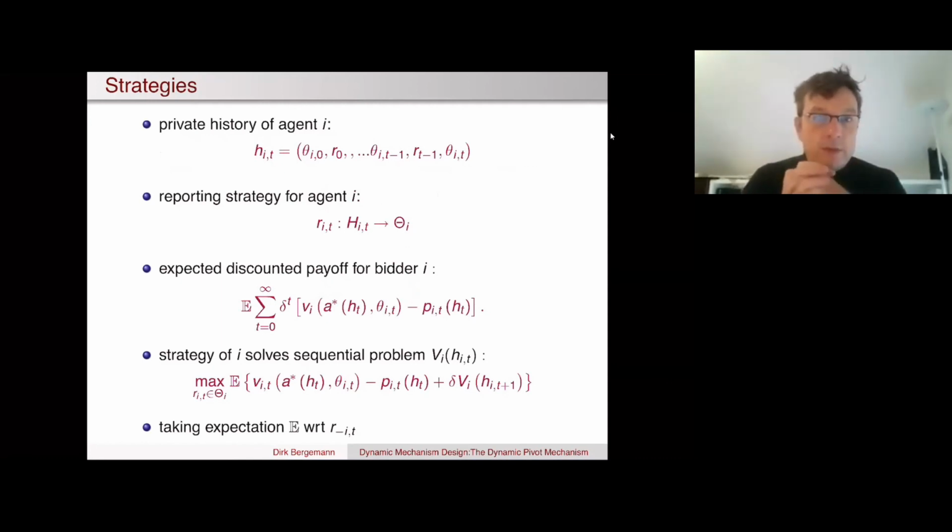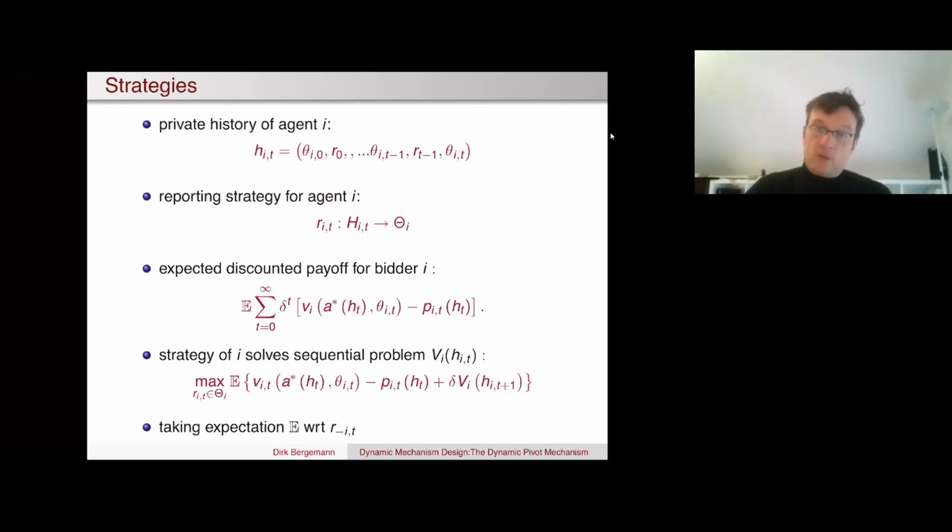We need to be a little bit careful when we define what are strategies and what are histories, because there is, on the one hand side, the private history of agent i, who observes all the signals that he observes, all of his private information in the past and in the present, and then, of course, all of the publicly available reports. Okay. And a reporting strategy for agent i is simply going to be a mapping from that private history into the states of the world. Okay. He evaluates the payoff as an expected discounted utility maximizer. That is, he's simply maximizing the expected utility weighted by the discount factor delta raised to the power t of the utility minus the prices he has to pay. Okay, and so now a reporting strategy for an individual agent simply solves a sequential decision problem.